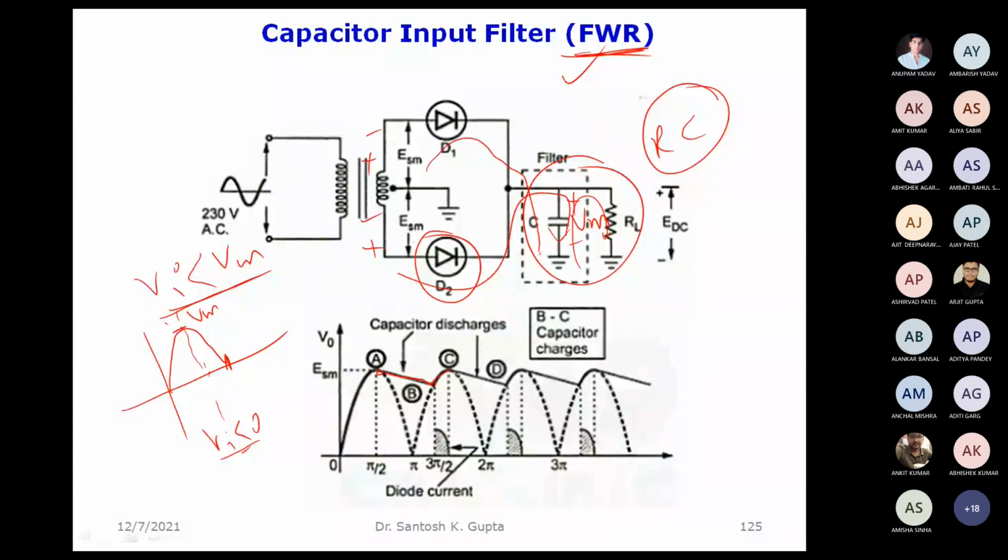It will again charge to Bm, and after this peak value, what happens? It is a positive peak and this is a negative peak. As soon as the input voltage comes below this negative peak, D2 also becomes off. D1 is already off.